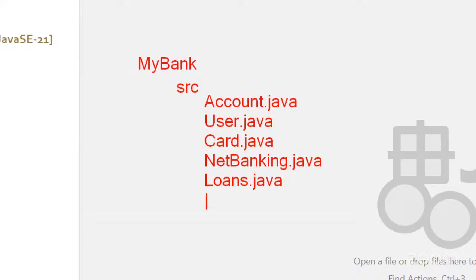Loans.java. Is everybody getting this point now? And so many classes I'm writing. Account.java, user.java, card.java, netbanking.java, loans.java, branch.java. Okay?